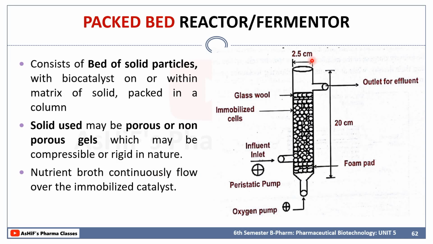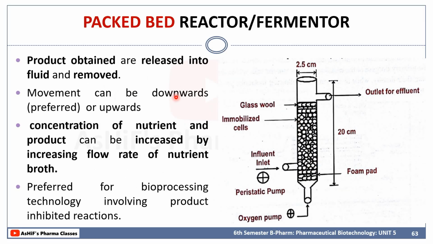Nutrient growth medium continuously flows over the immobilized catalyst. So this is the immobilized catalyst which is used as a culture medium. The nutrient medium, which will be in liquid form, will continuously flow over the immobilized catalyst, and the product usually obtained is released into the fluid and removed. So movement can be upward or downward.